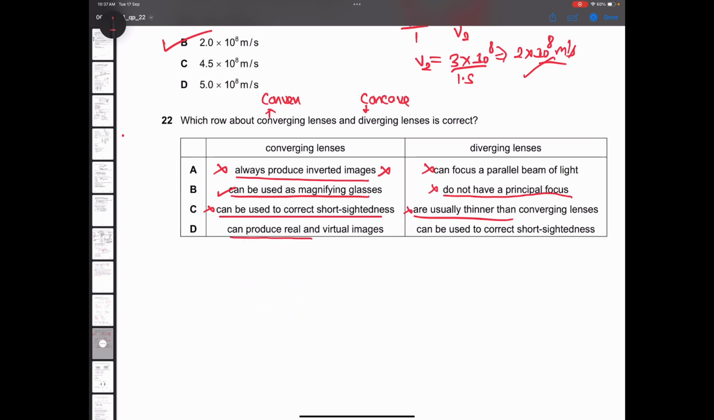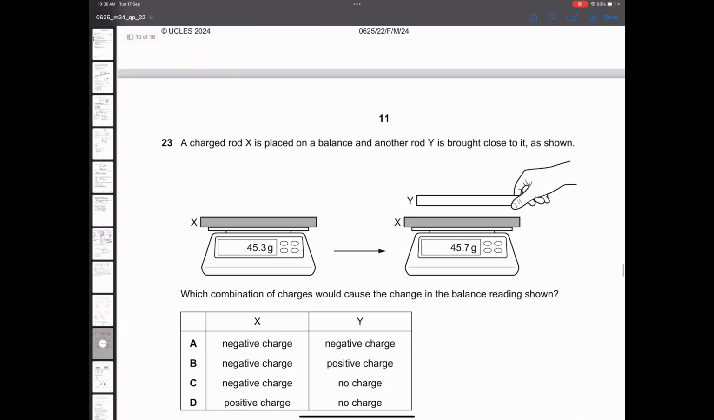So just like I mentioned, there are 6 cases, out of which the first 5 cases produce real image and the last case produces virtual image. So D. And it can be used to correct short-sightedness for a diverging lens. This is correct. In convex lenses, 6 cases are there, from which 1 to 5 always produce real and inverted images, and the last case is used as a magnifying glass, which produces a virtual and erect image. So that is why option D is correct here.